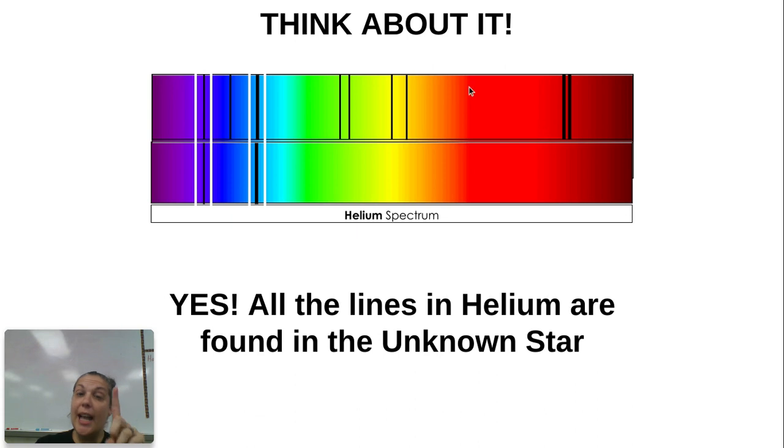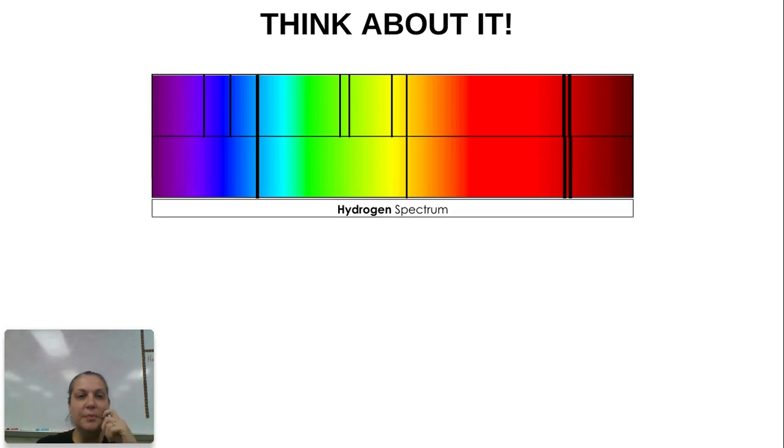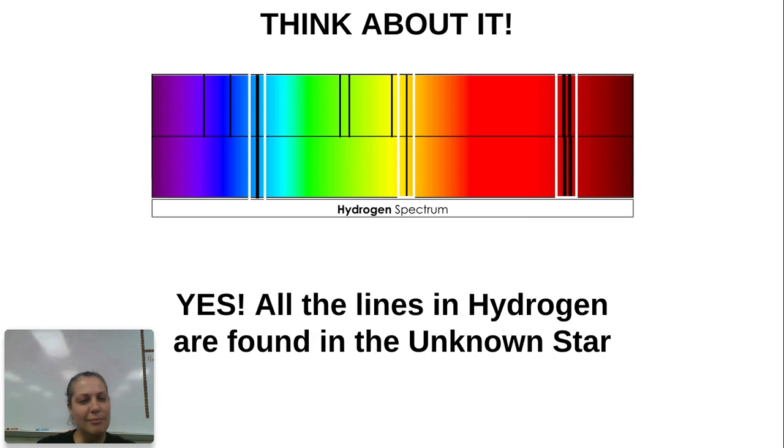The mixture has extra lines. That's okay. Helium's lines are both there. We're good to go. Let's look at hydrogen. Is hydrogen part of the mixture? Remember, the mixture's on the top. Is hydrogen part of it? The first, second, 3, and 4? Yep, all of them are there. So hydrogen must be part of the unknown star.